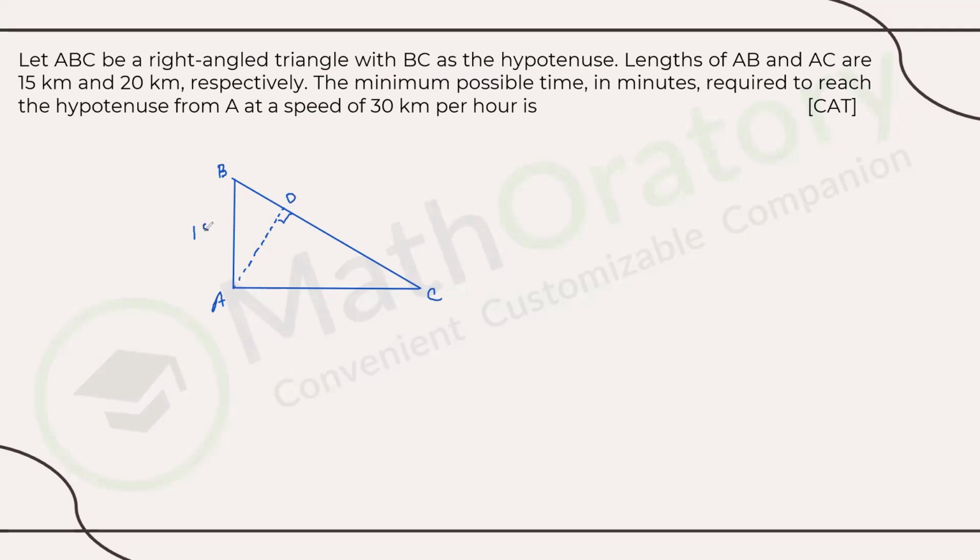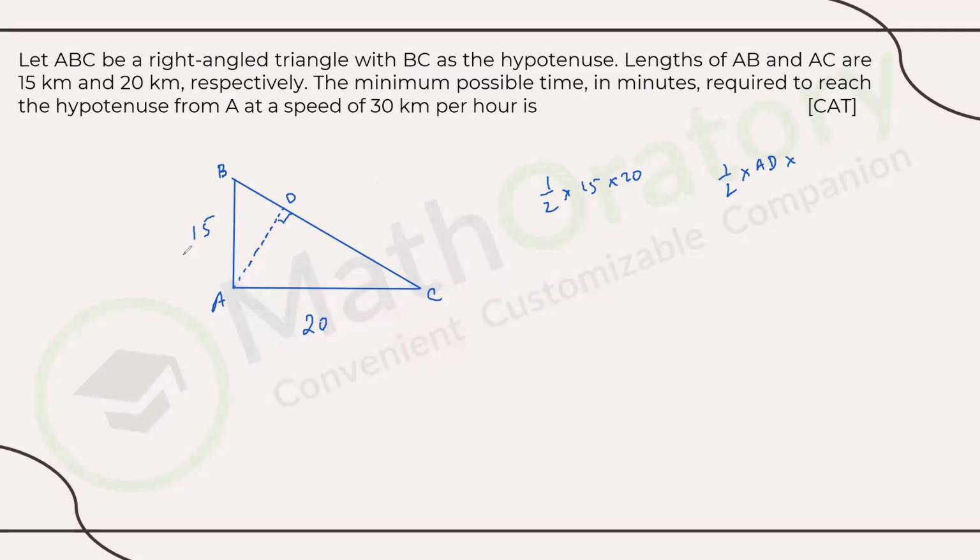We have AB as 15 and AC as 20, right? Now, what is the area of ABC? The area of ABC is basically half into 15 into 20, because if I consider 20 as the base, 15 is the height. Also, the area is half into AD into BC, right? Now, what is BC?